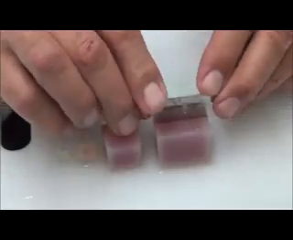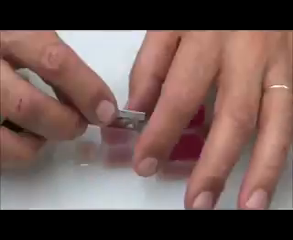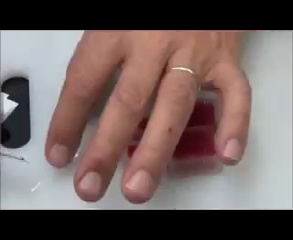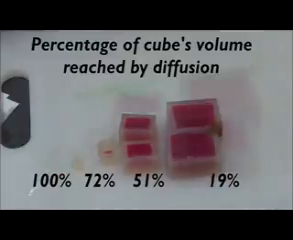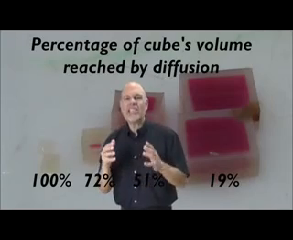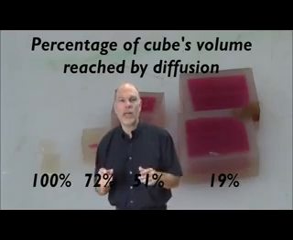The other cubes still have some fuchsia inside, and the percentage that's still fuchsia goes up with the size of each cube. In other words, vinegar diffused into 100% of the smallest cube's volume, while it reached only 19% of the largest cube's volume. Let's get our heads around what's really going on.